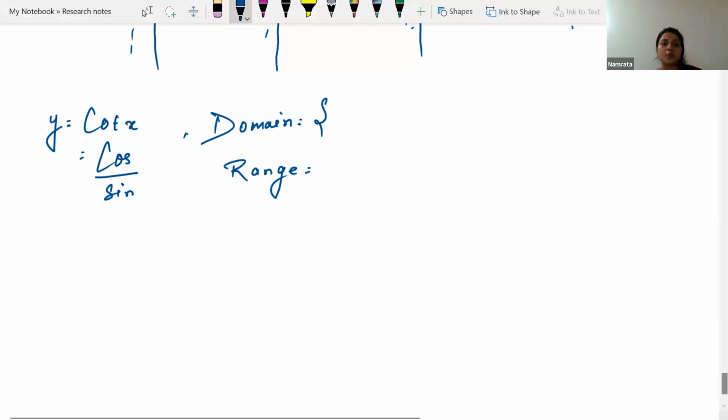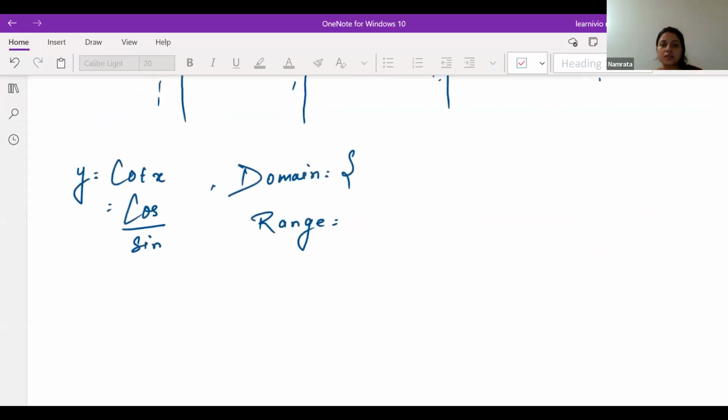Izan, what can be the domain? Domain means all the x values we can take except those where the function is not defined. Where will this function not be defined? Can you see cot means cos by sine? And when the denominator is 0, that's the point where the function will not be defined. So what are those points where sine is 0?